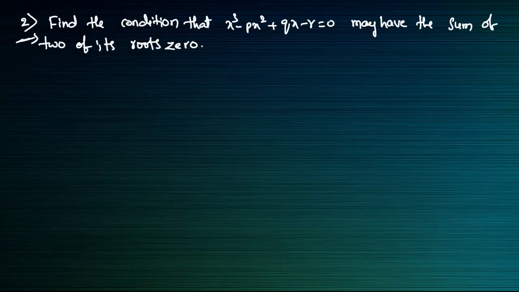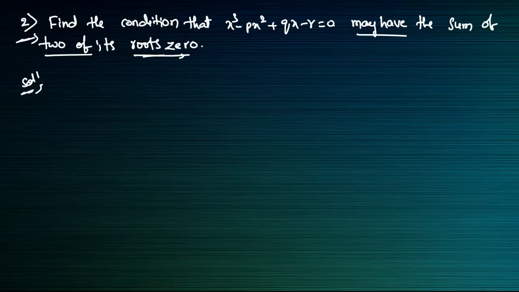So another question, the second question: find the condition that x cube minus px square plus qx minus r is equal to 0 may have the sum of two of its roots equal to 0. He is saying that may have. Now the solution for the second question.